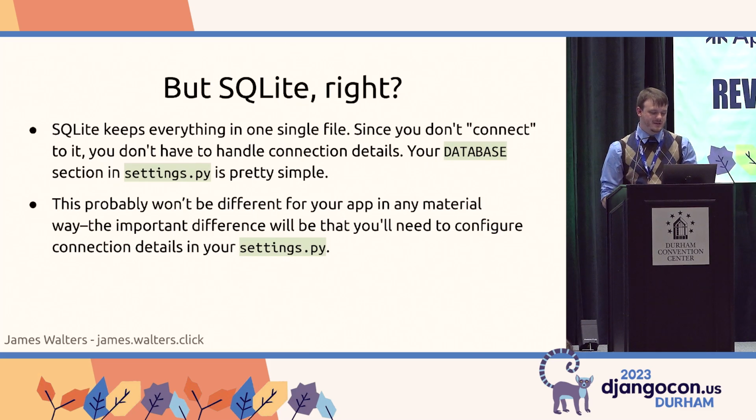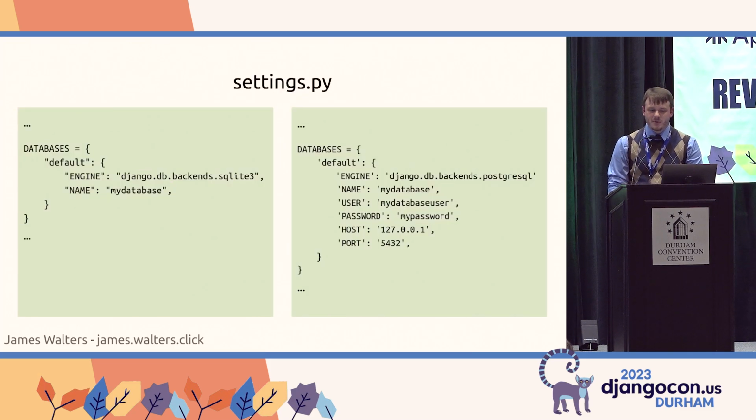So here's a couple of examples straight from the Django docs. On the left is what your database's section of settings.py looks like when you run startproject. You just have the database engine, in this case sqlite3, and the name of the database. But over on the right, you see an example of what this might look like if you set it up on Postgres. You have the database engine and name, but you also have a host and port to connect with, as well as login credentials.